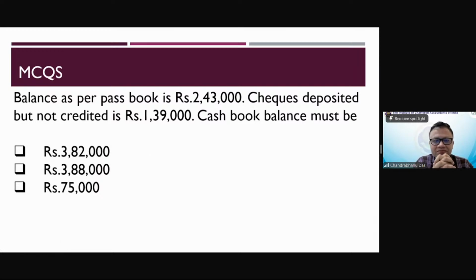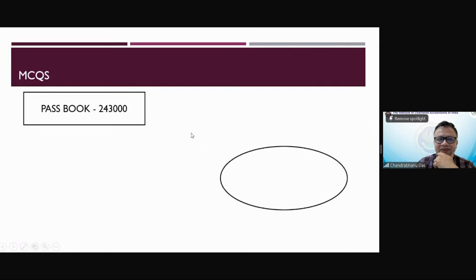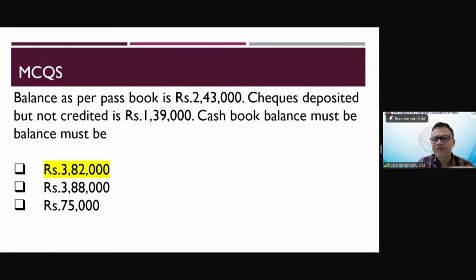3,82,000. 82,000. 3,82,000. So anybody else? Ashwika? Yes, sir. Same, sir. 3,82,000. So we have many KBC winners here.